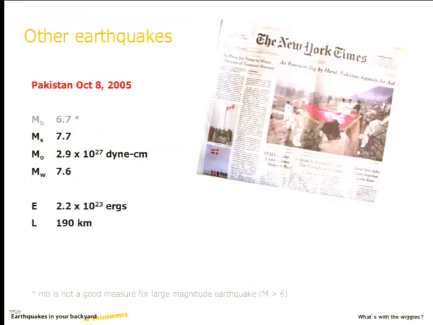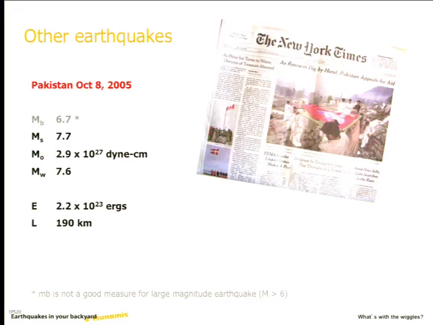So finally, just to compare some of the earthquakes we talked about: the Pakistan earthquake, 2005. It had a body wave magnitude of 6.7. It had a surface wave magnitude of 7.7. It had a seismic moment of 2.9 times 10 to the 27. And it had a moment magnitude of 7.6. And if you estimate the energy, this is what you get. If you estimate the length, it's 190. Now, these numbers are very similar. Surface wave magnitude, moment magnitude, very similar. This number is not. Okay?